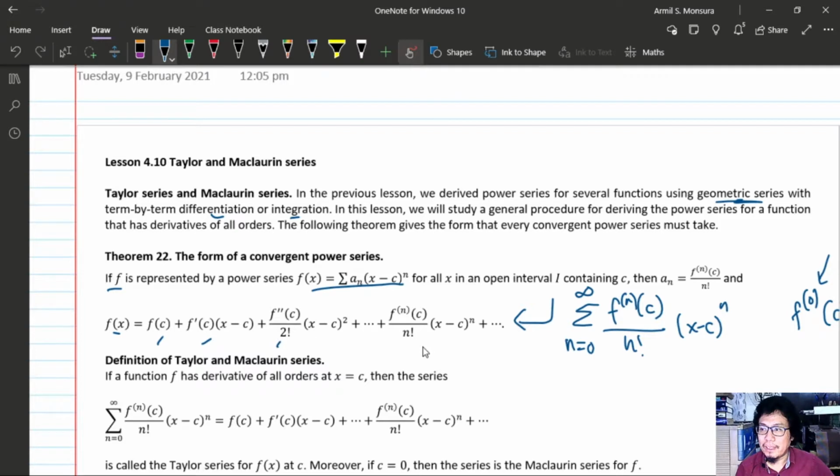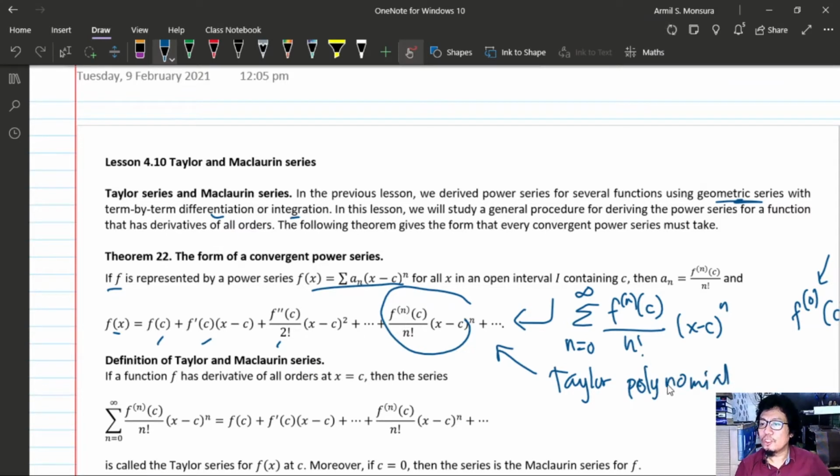Now, these few terms might be familiar to you, because this is what we studied in a previous lesson. We call this the Taylor polynomial. But later on, after defining what a Taylor and Maclaurin series is, I will differentiate it from the Taylor polynomial.